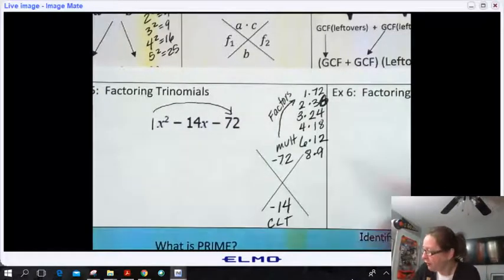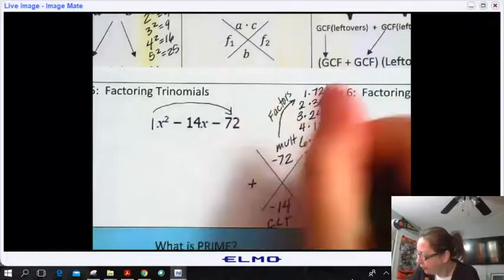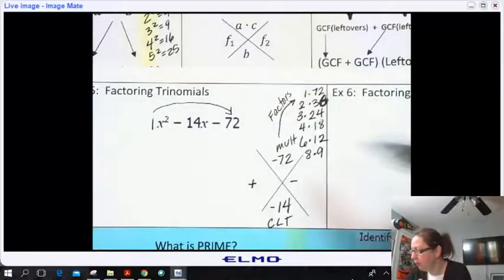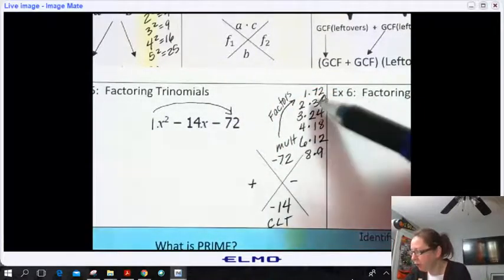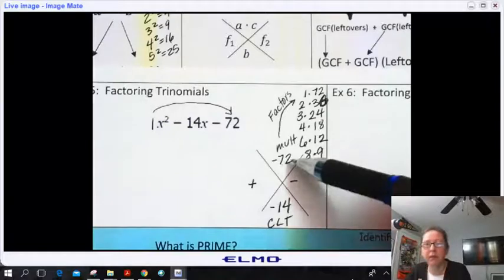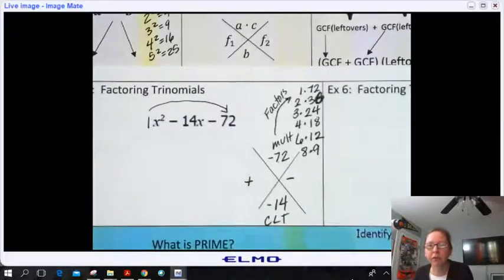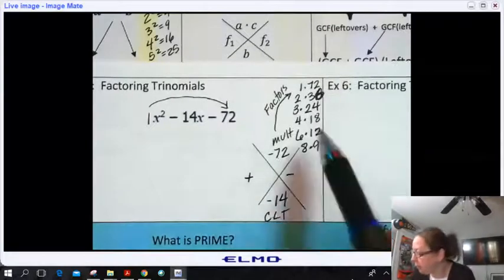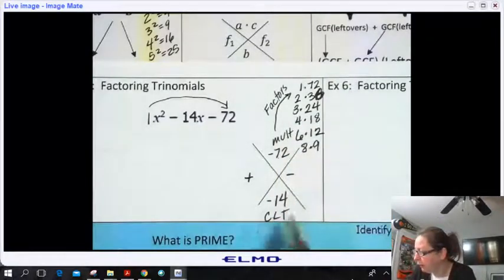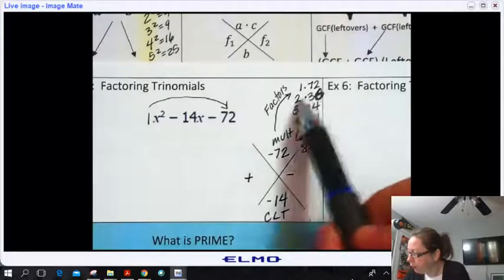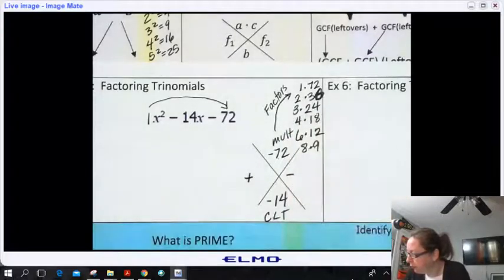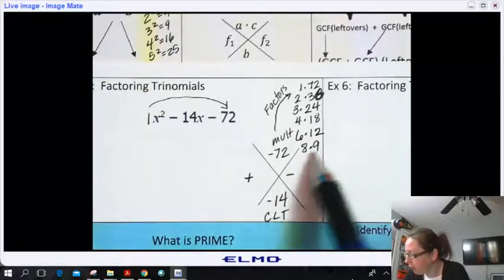So one of these numbers has to be positive and one of them has to be negative. That's the only way to multiply two numbers together to get negative 72. Now, how do we decide which of these sets of numbers would combine to equal a negative 14? Alrighty, well, just take a look at the numbers and see which ones could possibly add up to 14.